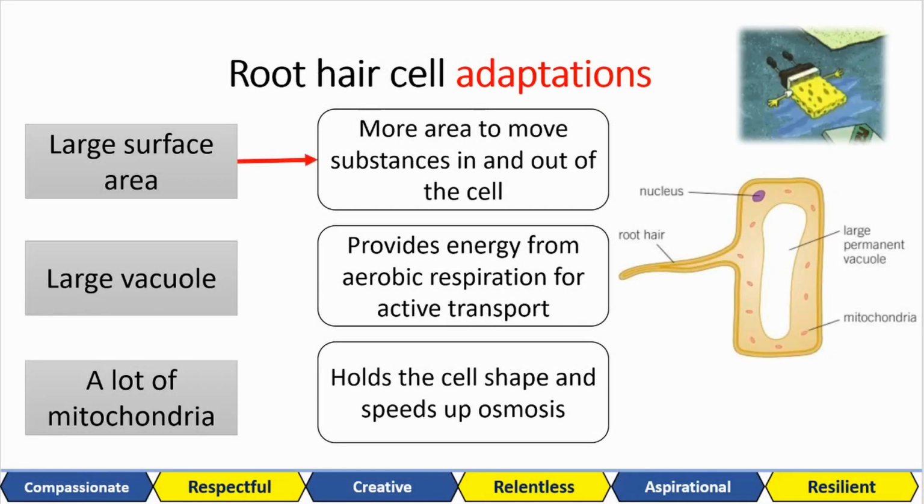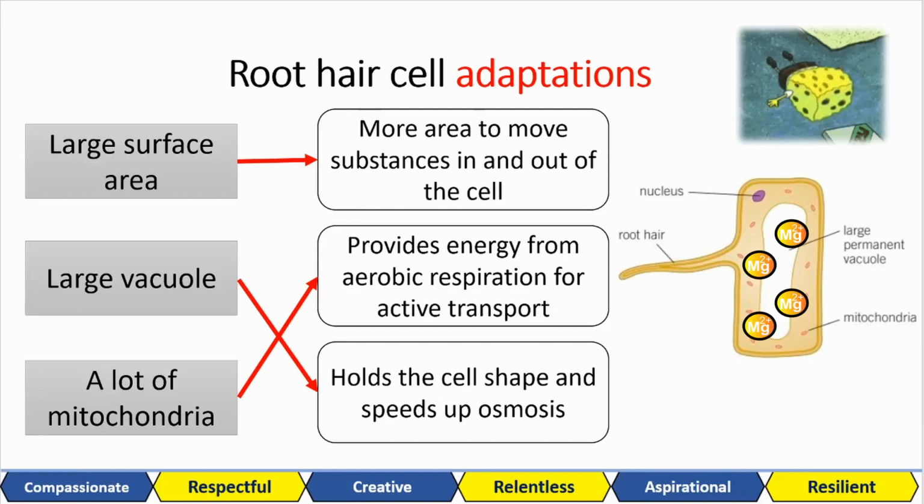The large surface area provides more area for the substances to move in and out of the cell. The large permanent vacuole holds the cell in shape and speeds up osmosis due to the concentration gradient created by the cell sap. This means that the mitochondria are used to provide energy for active transport. This is how they absorb most of the mineral ions.